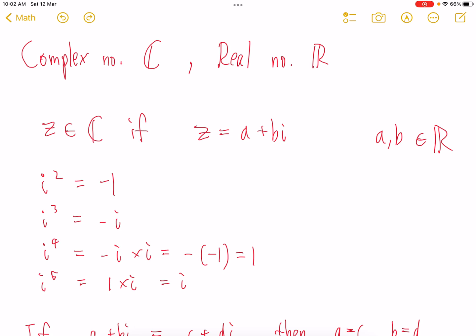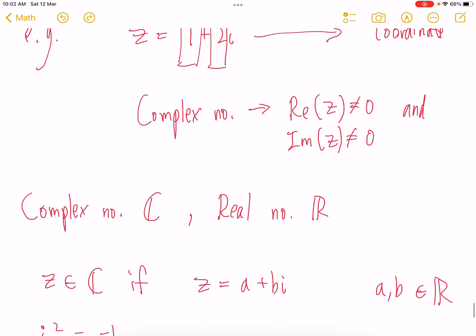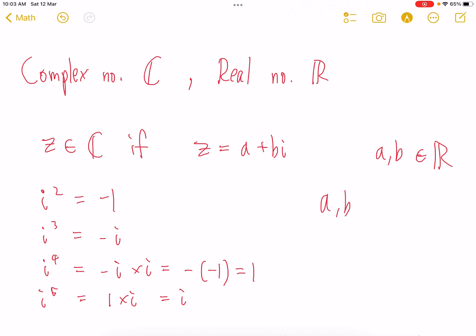So actually, in some of the previous videos I remember I talked about the complex number having the real part and imaginary part not equal to 0, and this is not very correct. The fact is, a and b can be 0, so I'm sorry that I misled you all, but let me declare here, they can indeed be 0.